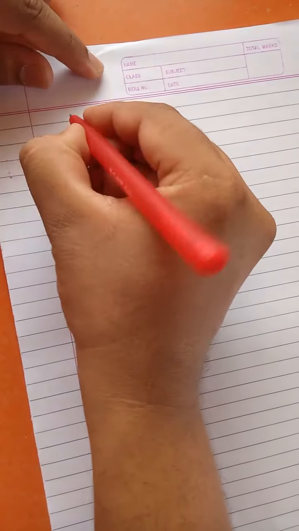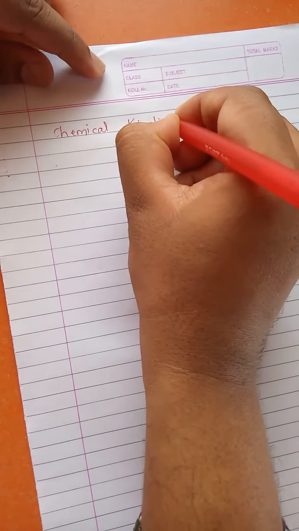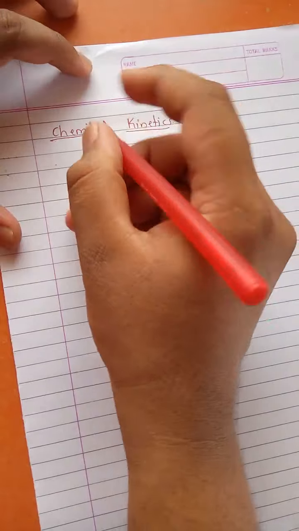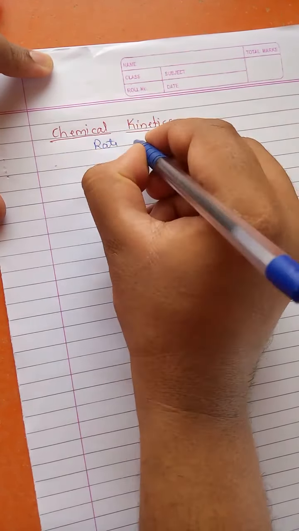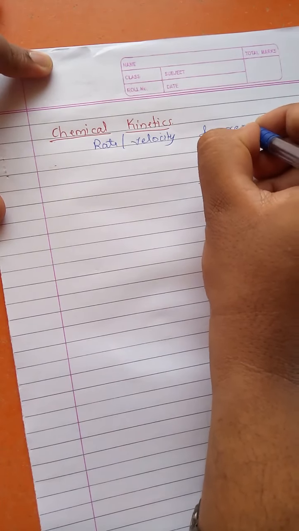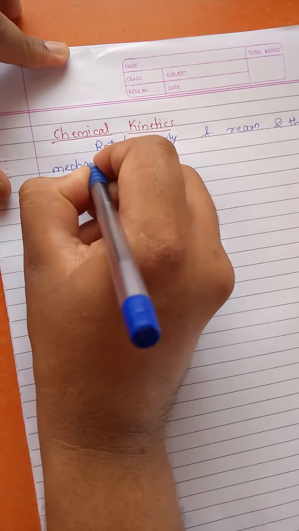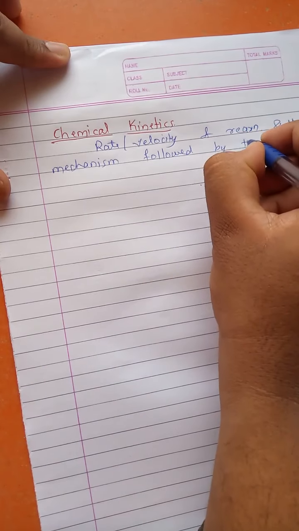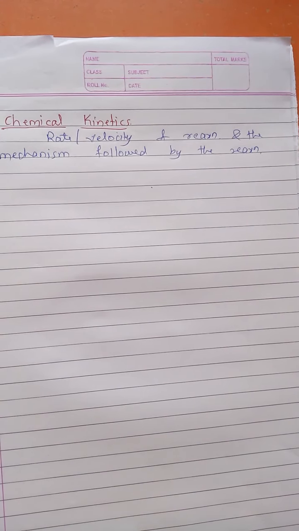In this class we will discuss the new chapter called chemical kinetics. This is a branch of chemistry that deals with the study of the rate or velocity of a reaction and the mechanism followed by the reaction. It means that it is a branch of chemistry that deals with the rate or velocity of the reaction and the mechanism by which that reaction is followed.